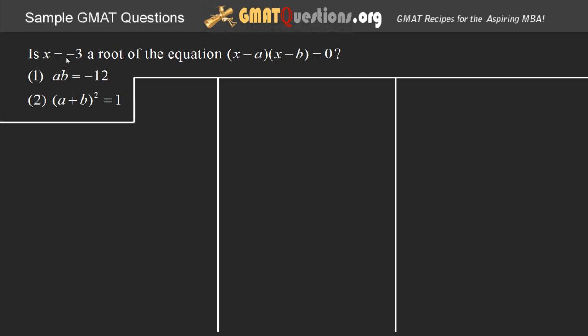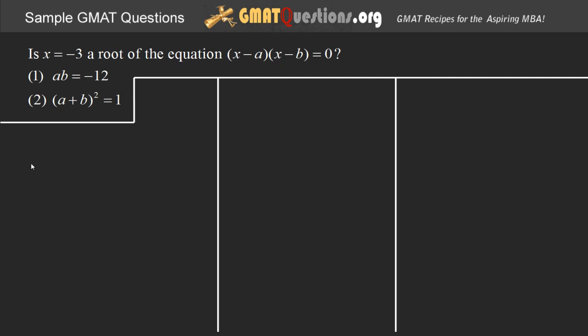Is x equal -3 a root of the equation (x - a)(x - b) = 0? Statement number 1, ab is equal to -12. Statement number 2, (a + b) squared is equal to 1.